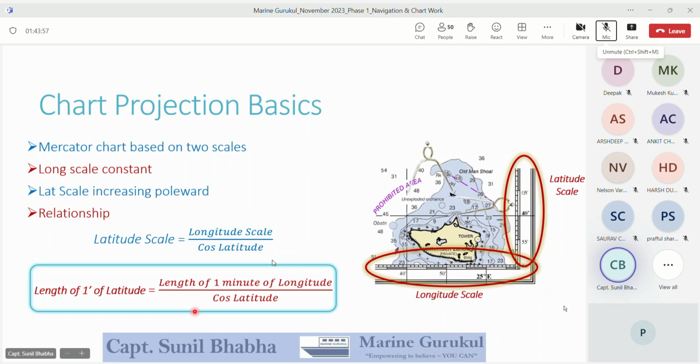Beta, clear up to here? Any doubts? Very good, beta. Moving ahead. Yes. Yes. Yes. Sir.